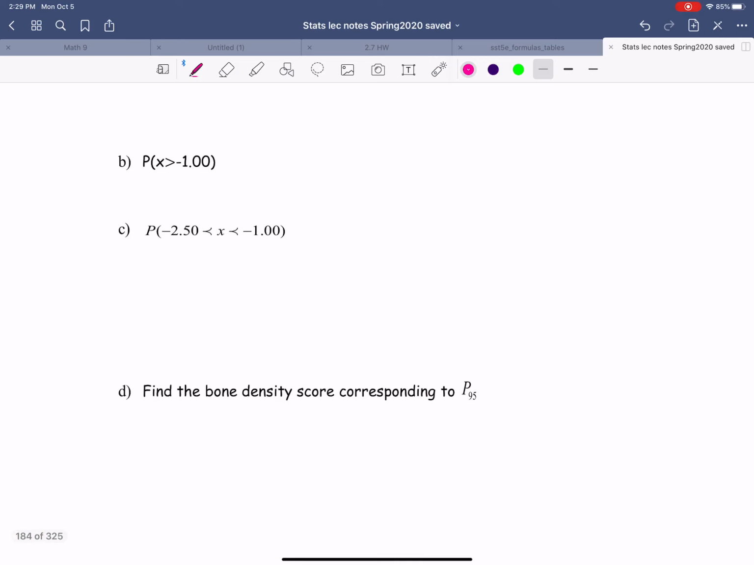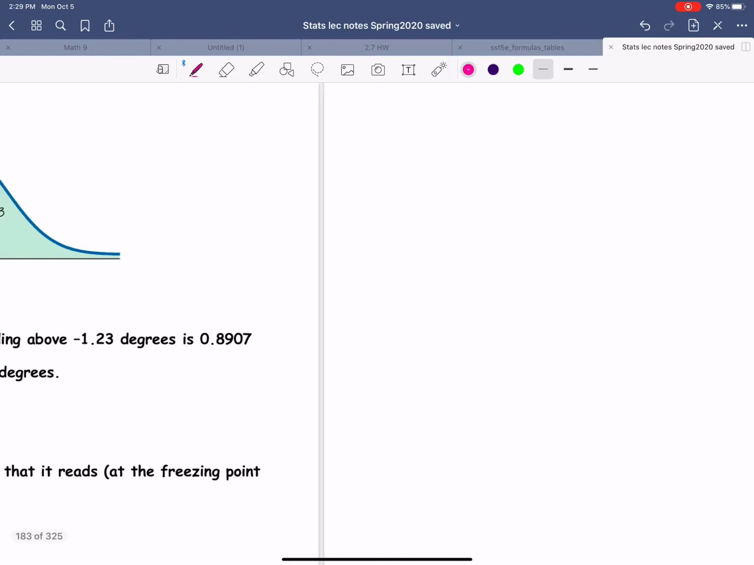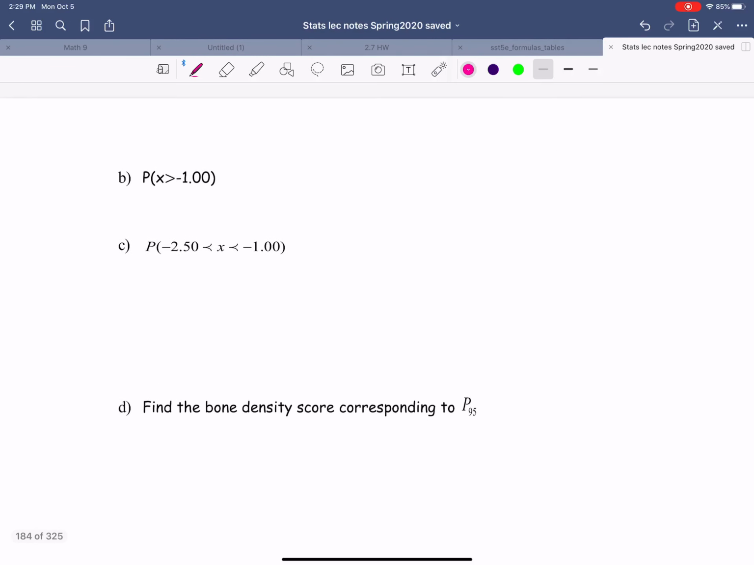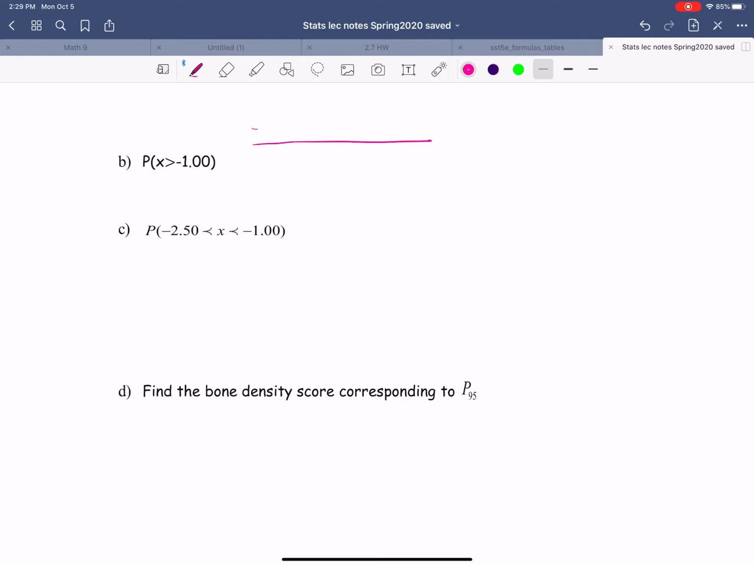Okay, high chances that you will find somebody, you randomly select a person and their bone density is less than negative 1.27, or was it positive? Let's see, positive 1.27. Next, we're looking for the bone density greater than negative 1.